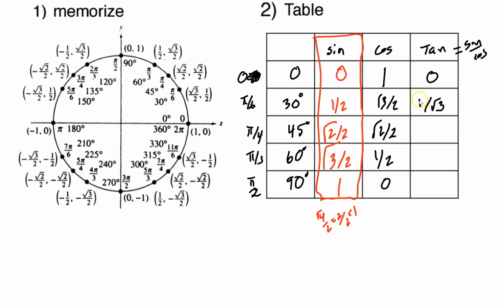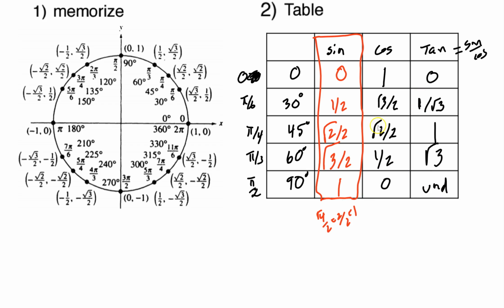Some people rationalize it, but I don't care. Rad 2 over 2 over rad 2 over 2 cancels out, you get 1. Rad 3 over 2 over 1/2, the 2's cancel out again. You just get rad 3. And 1 over 0, you can't do. It's undefined.